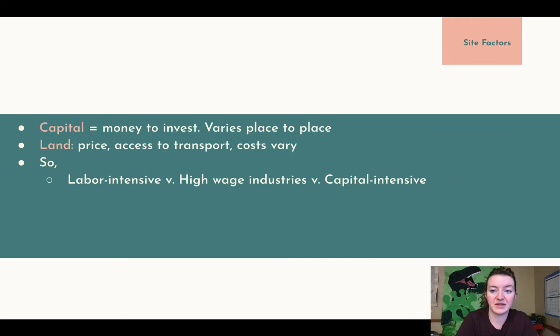Capital is also going to be an extremely important site factor. Capital is money to invest, money that you have ready to go that we can put into something, and this is going to vary from place to place. And finally, land. So the price of land, the access to transportation, all of these costs vary. And therefore, labor-intensive versus high-wage industries versus capital-intensive industries are really the big things that we're looking at, and which one is going to cost the most, which one is going to cost the least, and that's how we determine where to put our factories, talking about site factors.